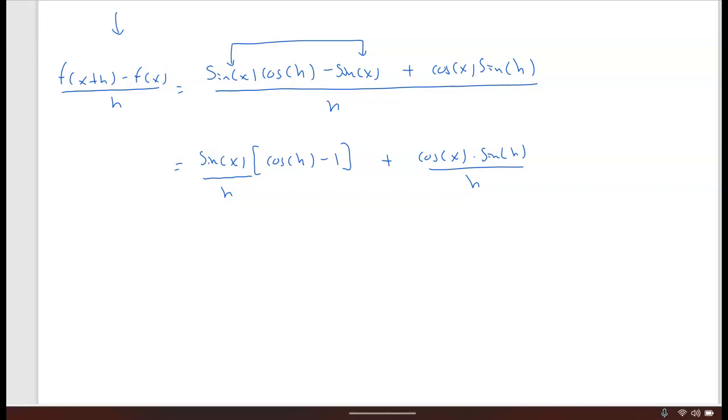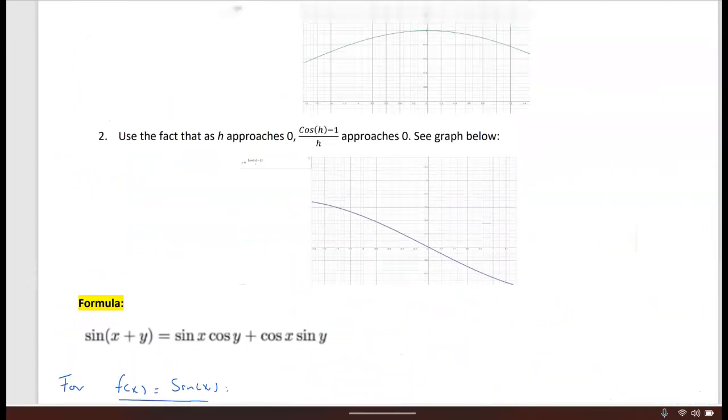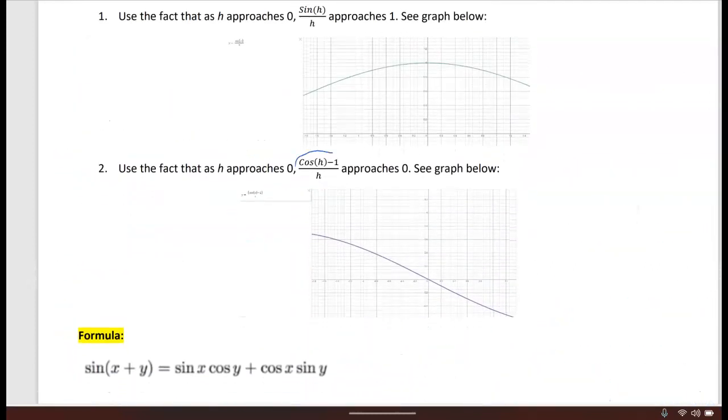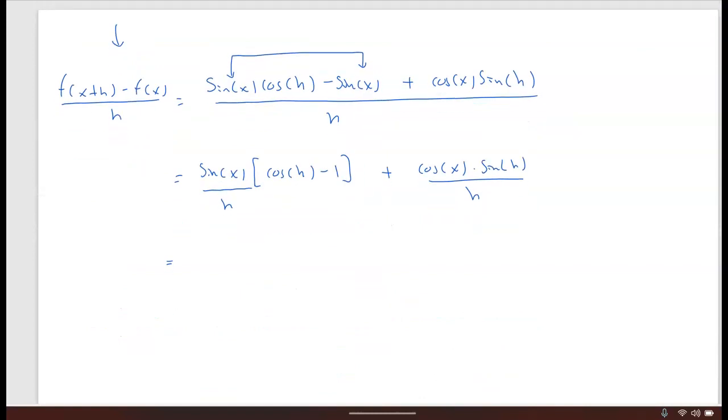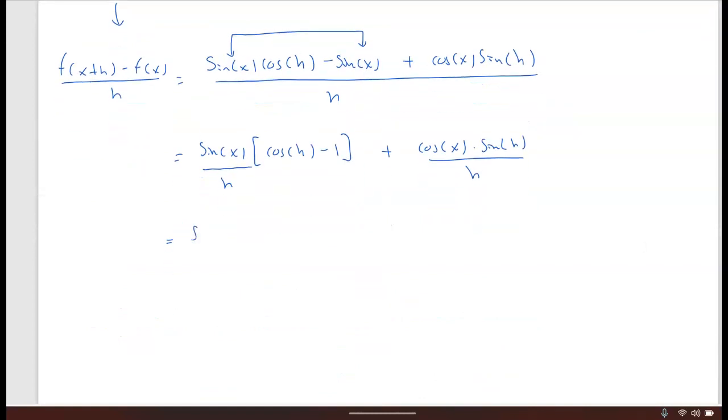Then I'm going to rewrite it so that we can use the identities given in the problem as hints. The cosine of h minus 1 divided by h is approaching 0, and sine of h over h is approaching 1. So let me rewrite it: sine of x times cosine of h minus 1 divided by h, plus cosine of x times sine of h over h.